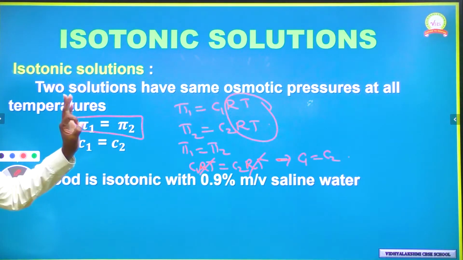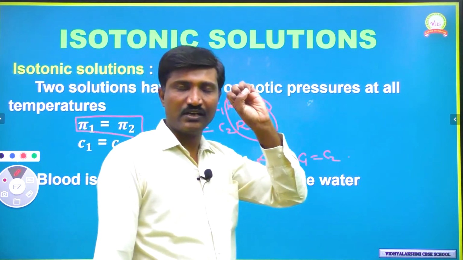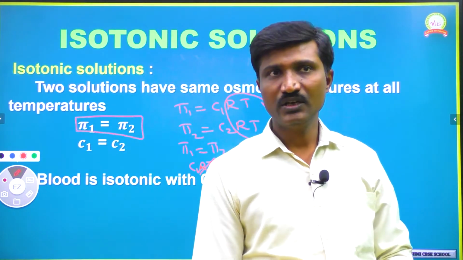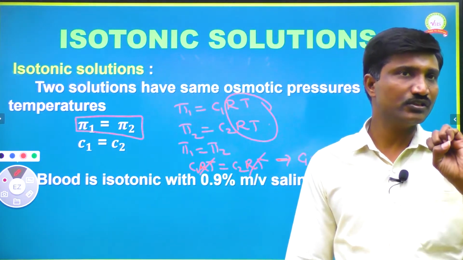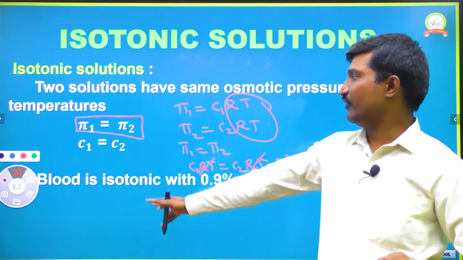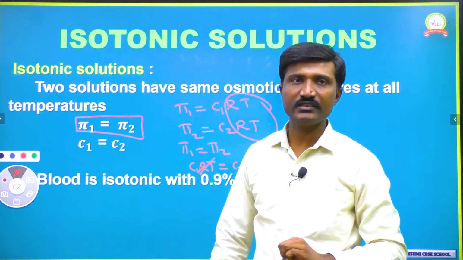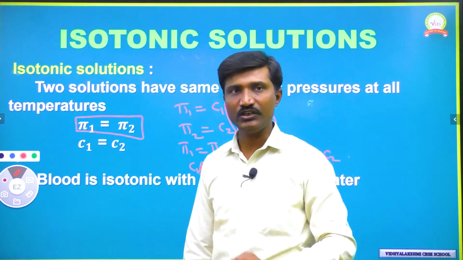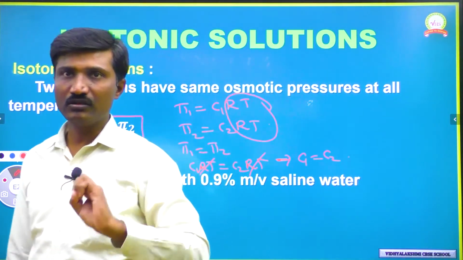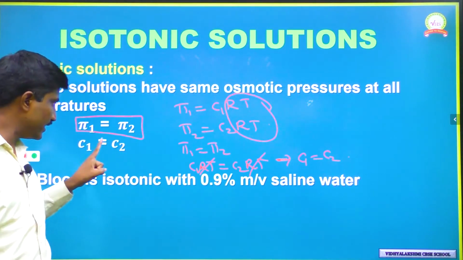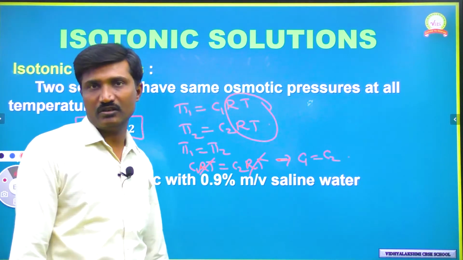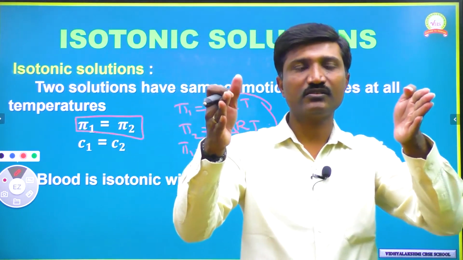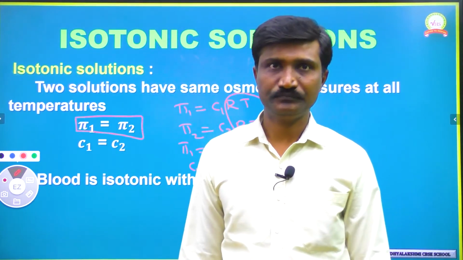That's why, to say two solutions are isotonic solutions, to make the osmotic pressure of those two solutions the same, we have to prepare those two solutions with the same concentration. Then only those two solutions are isotonic solutions. This is the condition to prepare isotonic solutions: those two solutions' concentration should be the same.